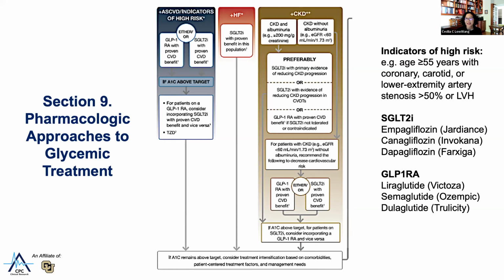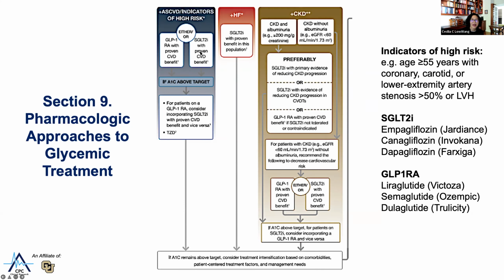So canagliflozin or Invokana, but then also empagliflozin or Jardiance, and dapagliflozin or Farxiga, some SGLT2s with evidence of reducing progression in the large cardiovascular outcome trials, or the GLP-1s. But the evidence is really the best for the SGLT2s for kidney disease. The heart failure data are the best for the SGLT2s as well. Just the hospitalization for heart failure is reduced significantly if you have underlying heart failure.